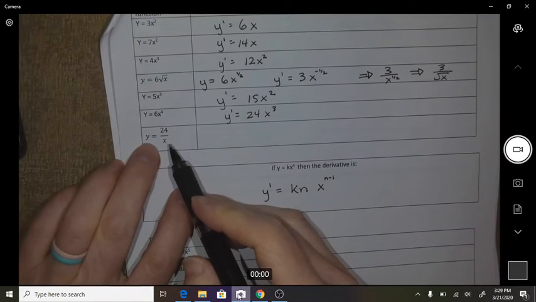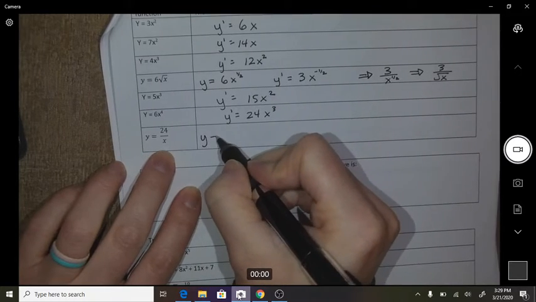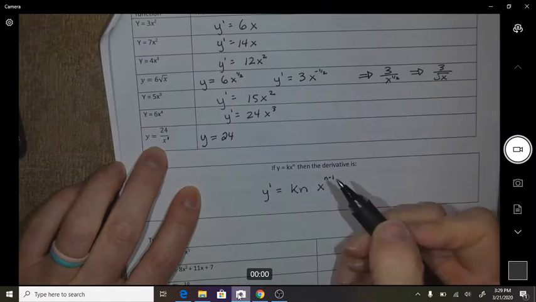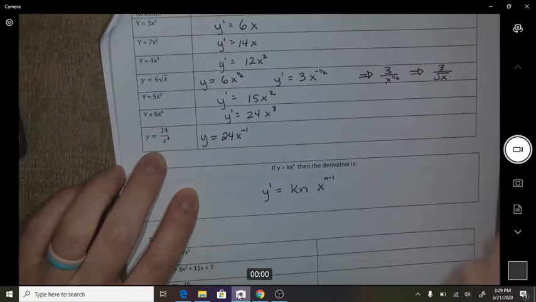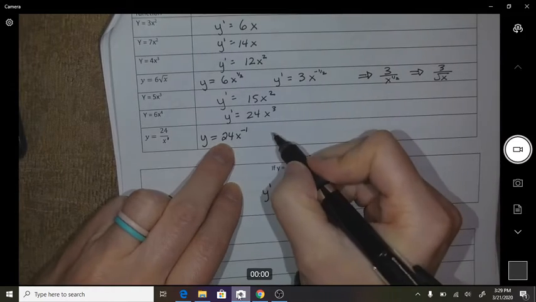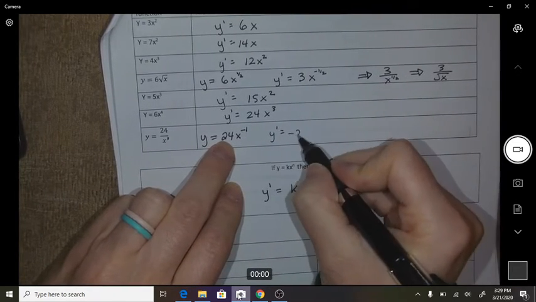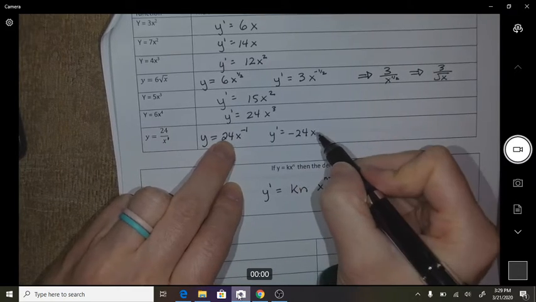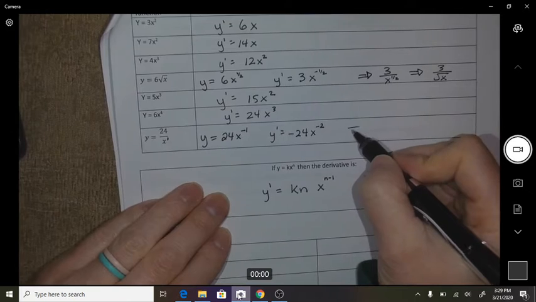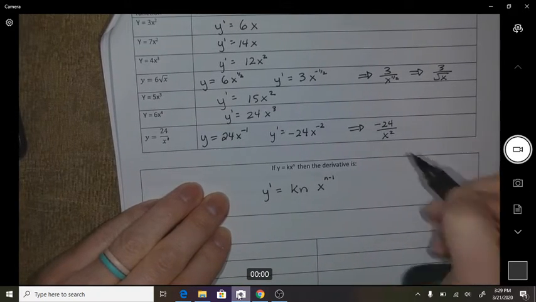Okay, last one here. I don't like how it's written, so I'm going to rewrite this one again. So if this is an x to the 1 on the bottom, it would be x to the negative 1 if I moved it to the top. Okay, so now when I apply the rule, this multiplied is negative 24, and if I do 1 less, it's to the negative 2. Again, you don't have to, but I'm just going to show you that this would mean the same thing.